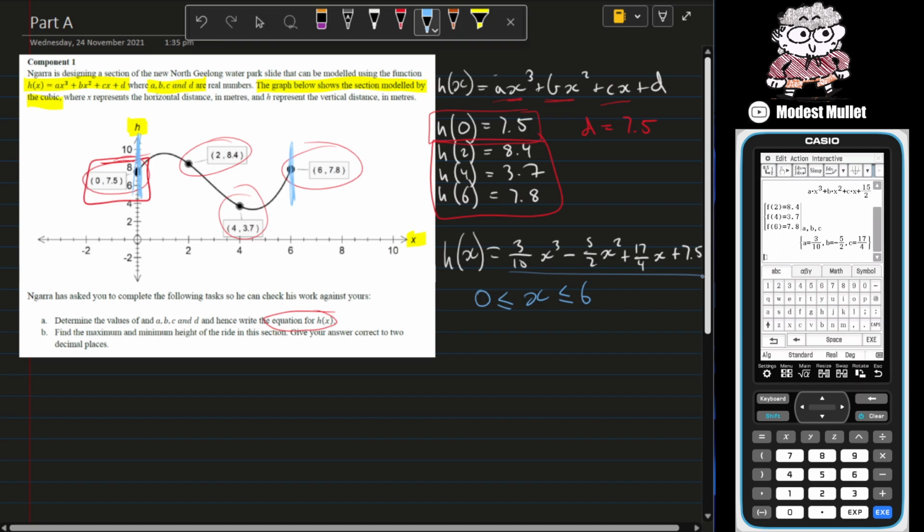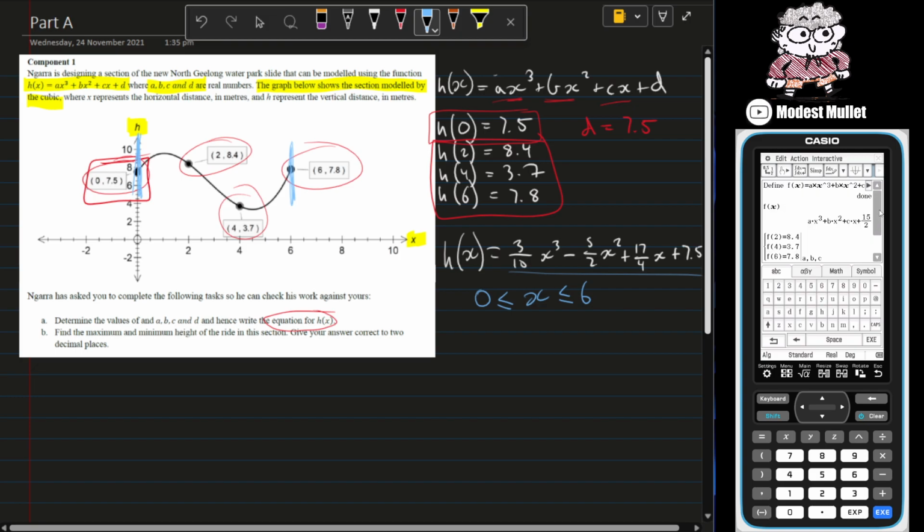From here, we want to find the maximum and minimum height of the ride in this section. Give your answers correct to 2 decimal places. We can do this 2 ways. We can do it graphically on the CAS, or we can do it using commands, or algebraically, using the CAS system.